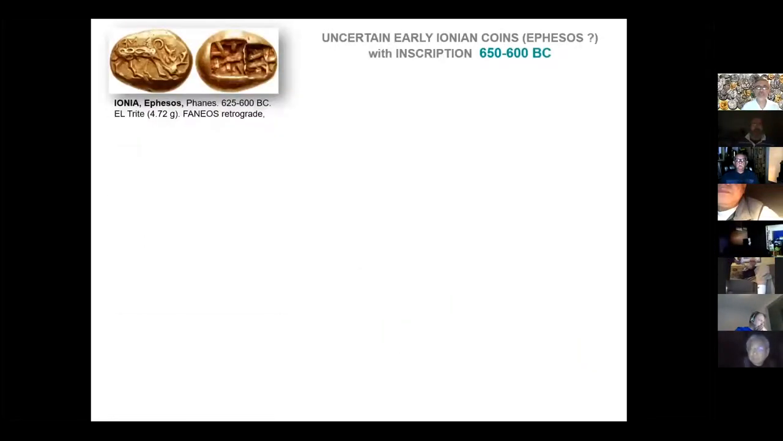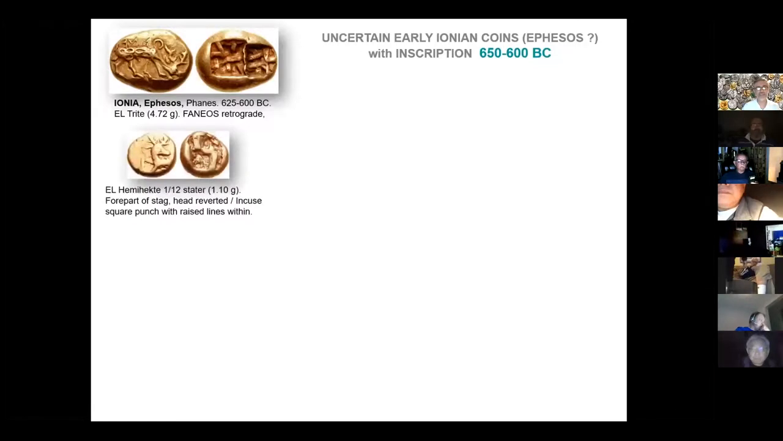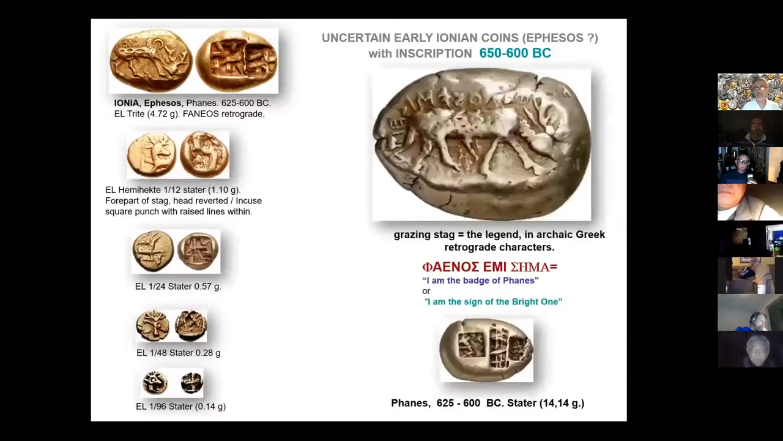Then we have some very enigmatic and at the same time very interesting series of coins that we would like to attribute to the city of Ephesus. It's one of the earliest inscribed coins, or the coin with the longest inscription, I would say. This one, for the first time, is inscribed in the Greek language. So we can literally read what's inscribed on it.